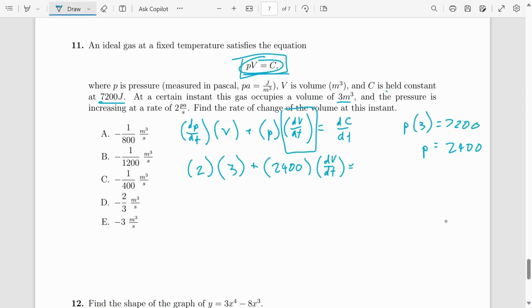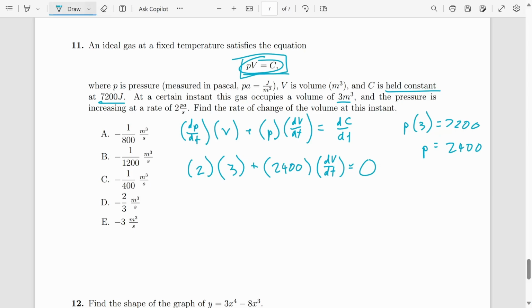And since C is held constant, that means the rate is 0. It never changes, so the rate is always 0. So cool, we have our full formula now with only one variable, the one we're looking for, so we can just solve for it, and then that'll be our answer.